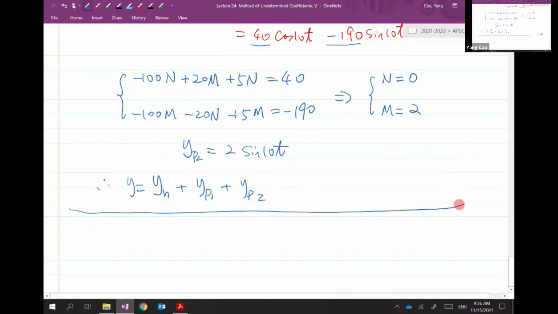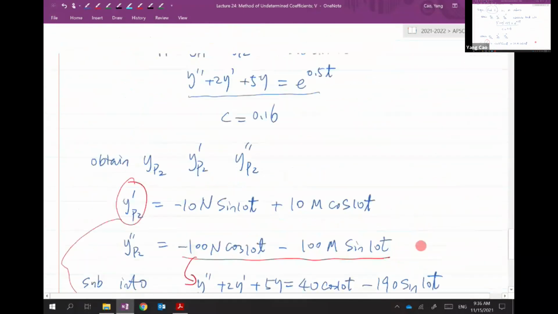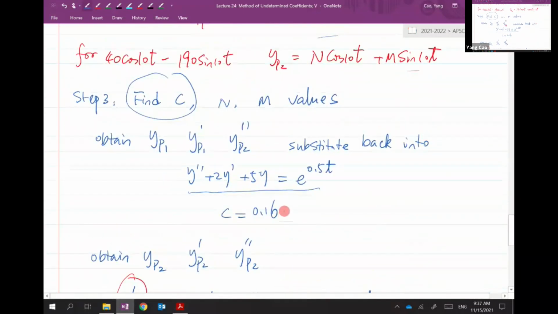Okay. Any questions? Yes. Yeah. YP2 double prime? Yes.